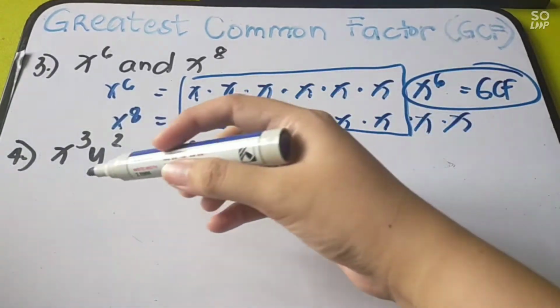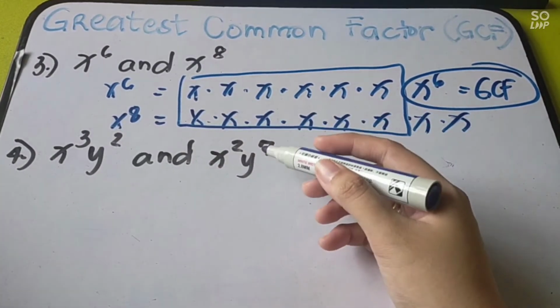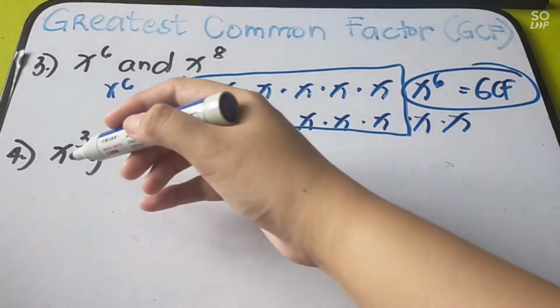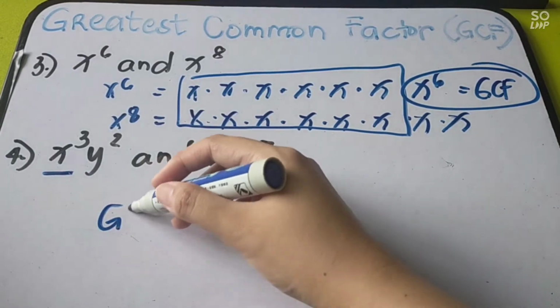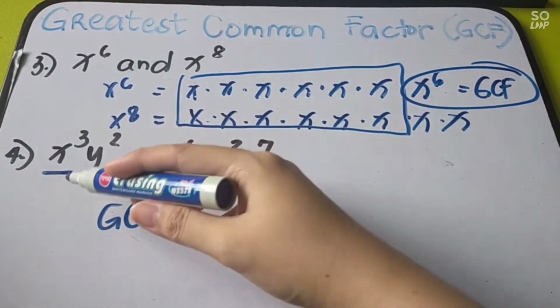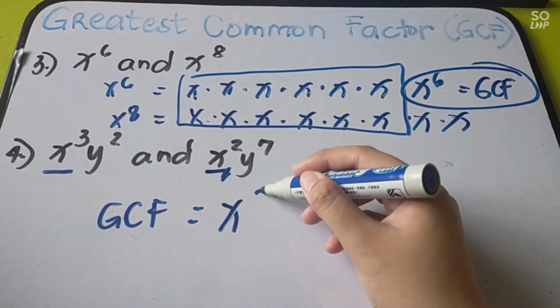Next tayo. Let us have this one. We have x cubed y squared and then x squared y to 7. So, parehas na variable, tama ba? Ito, parehas na variable. So, for the GCF, so yung pinakamaliit na exponent, what is it? We have here x squared.